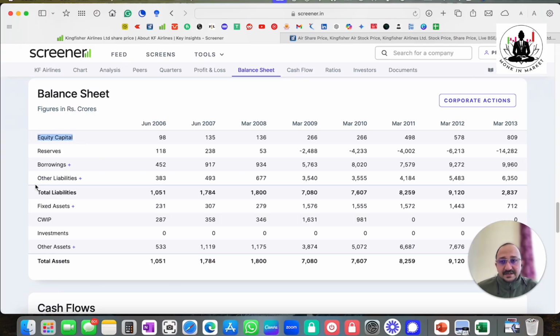So these are the liabilities, borrowings and the liabilities. Borrowings are also part of liabilities because I have to return the borrowings back. Because if I have taken some loan, I have to return it back. All right. And then comes the assets, and then comes the total assets. So these are three very important headings which we have to see.